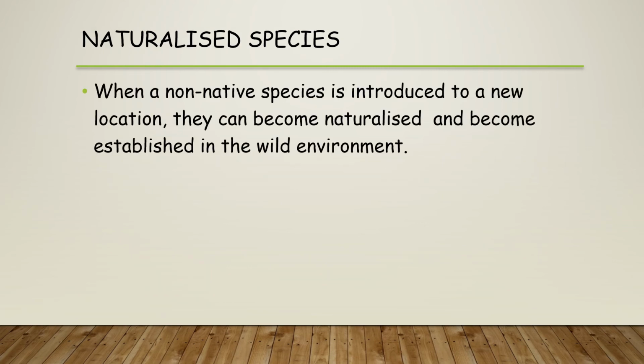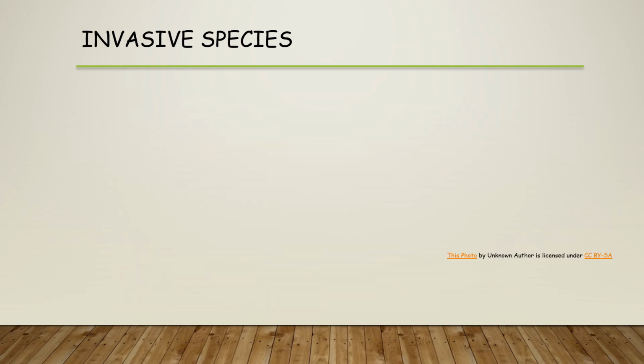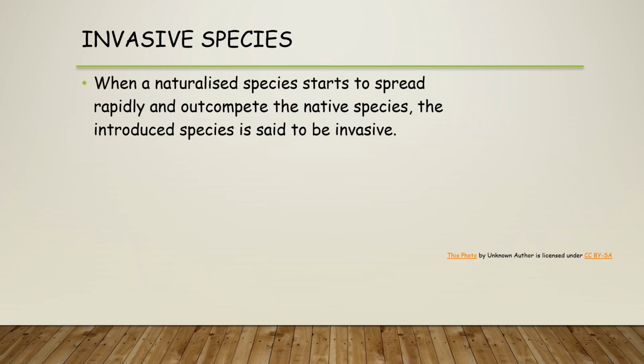So when a non-native species is introduced to a new location, they become naturalised and become established in the wild environment, and not necessarily a problem. So for instance, the false acacia is now an introduced naturalised species within the UK. They can become a problem. So when a naturalised species starts to spread rapidly and outcompete the native species, they then become invasive.